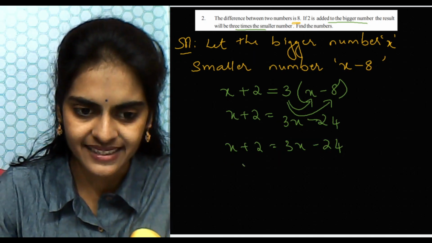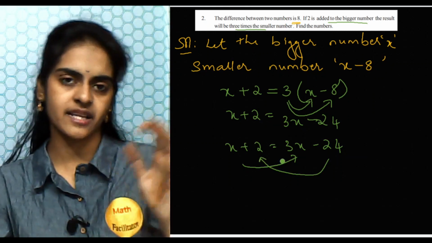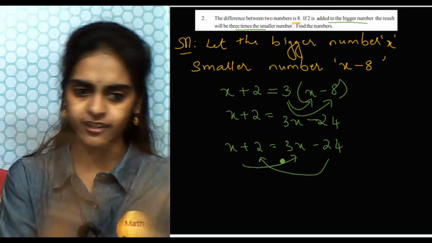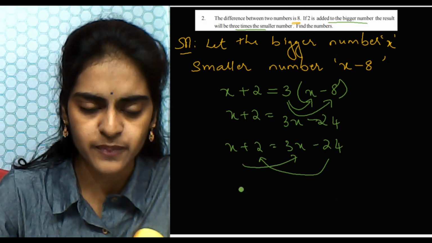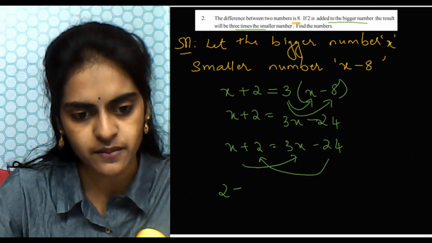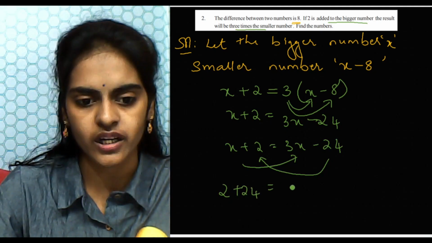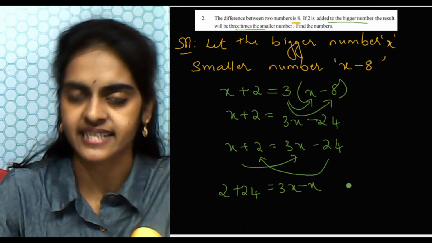Let me send this x to this side and minus 24 to this side. That means I'm taking all the variables to one side and constants to one side. Now see, this becomes 2, this minus 24 coming to the other side becomes plus 24, is equal to 3x, and this x going to the other side becomes minus x.